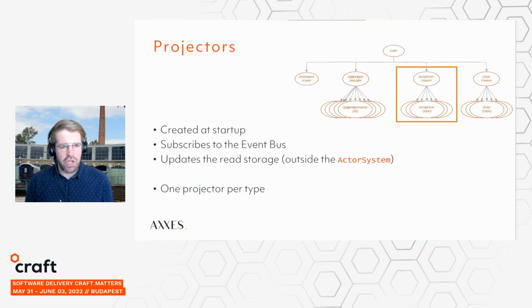And then we have projectors, and these are our read sides for our CQRS system. On the read side, what we're going to do is take the event stream and subscribe to it and use that to mutate our read storage, right? So we will have one projector per type of message because we can only subscribe to certain message types. And we can actually use this to update our read storage.